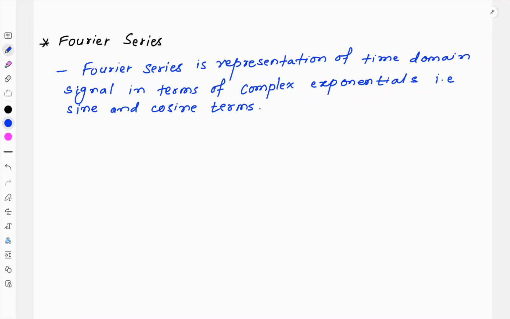In this video, we are going to study the definition of Fourier series and different types of Fourier series. So let's begin with the definition. Fourier series is a representation of a time domain signal in terms of complex exponential signals. We know that complex exponential signals are nothing but sine and cosine terms. Therefore, we can simply define Fourier series as we can represent any signal x of t.